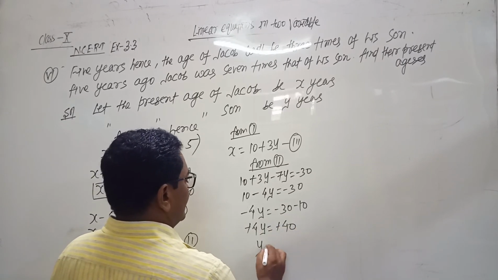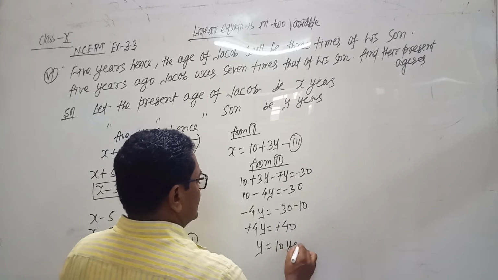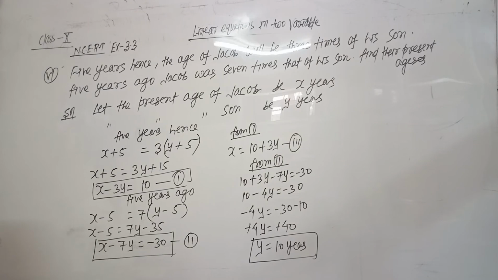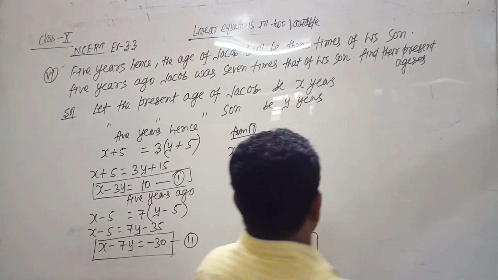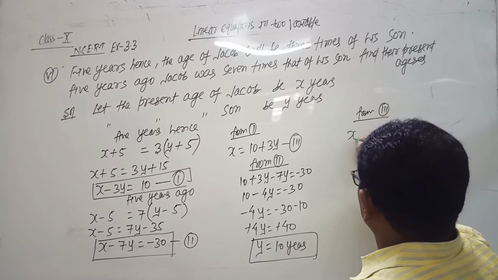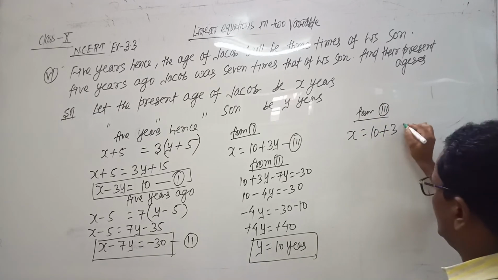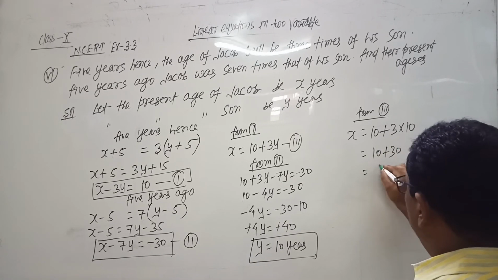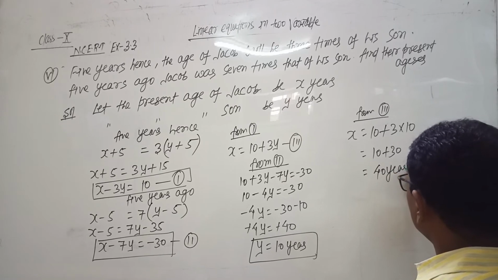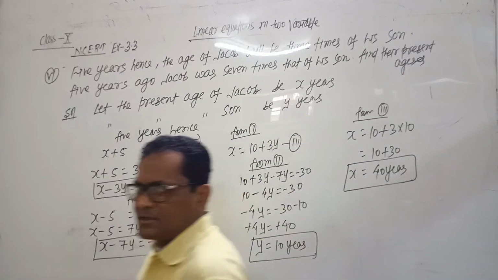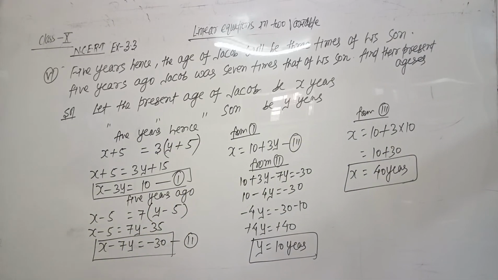Minus and minus cancelled and y equals to 10 years. So this is the age of his son, present age of his son, 10 years. Put the value of y in third number equation. So from equation number third, x equals to 10 plus 3y and the value of y is 10. So 10 plus 30 and this becomes 40 years. So Jacob's present age is 40 years and his son's present age is 10 years. So we completed this exercise.